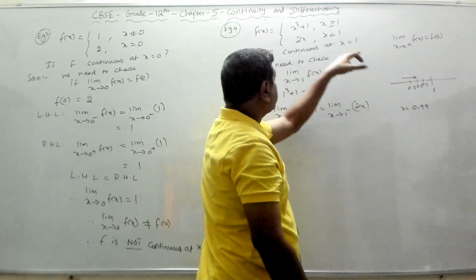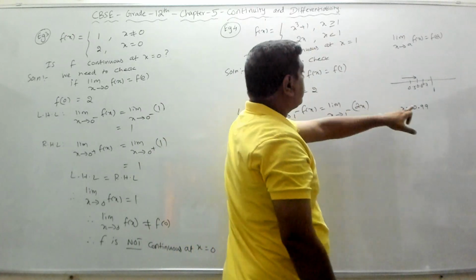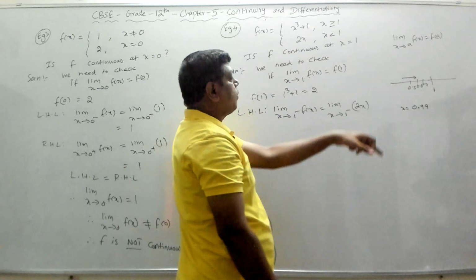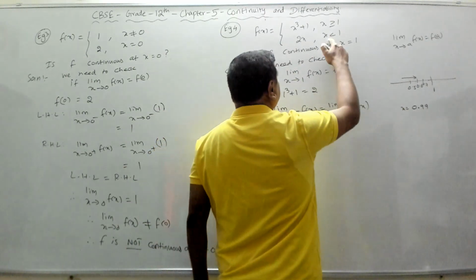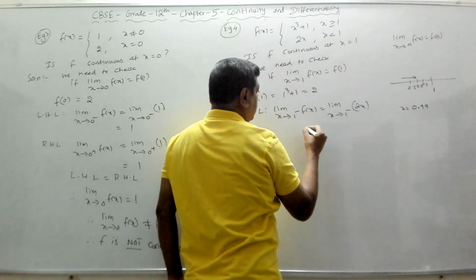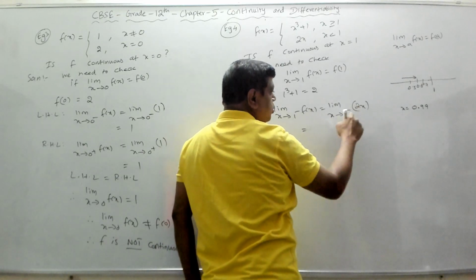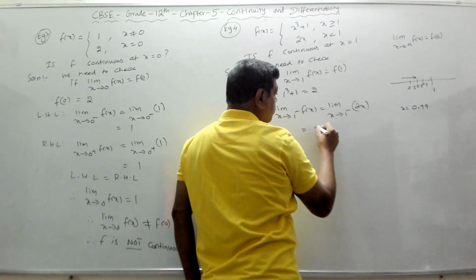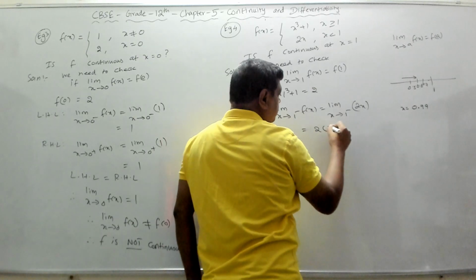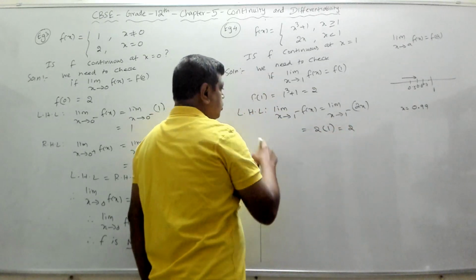With this value, we are checking whether x is less than 1, or greater than or equal to 1. Since this value is less than 1, we have to use the function 2x. Now in the place of x, we should put 1. So it is 2x, so we will put 2 times 1, which is 2. So your left hand limit is 2.